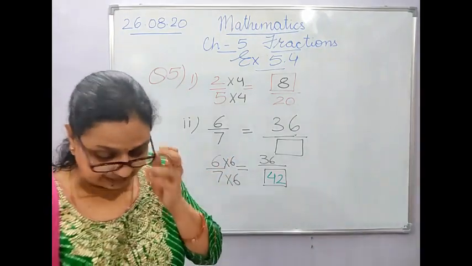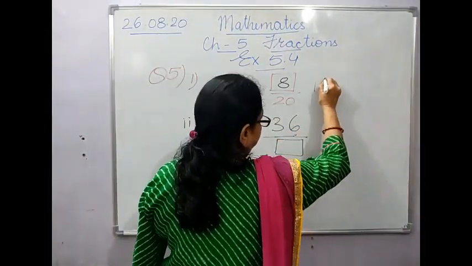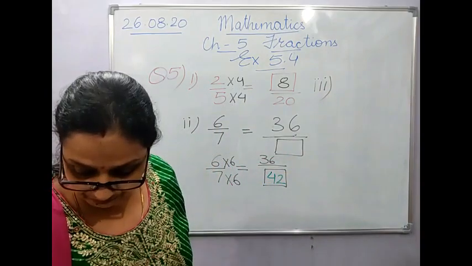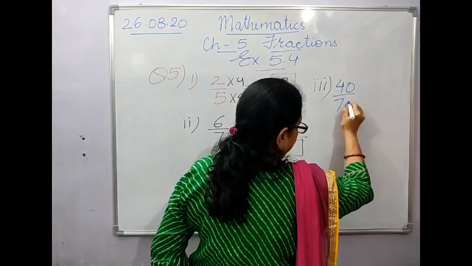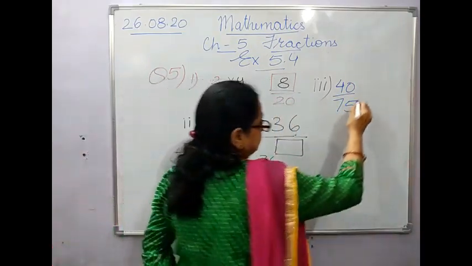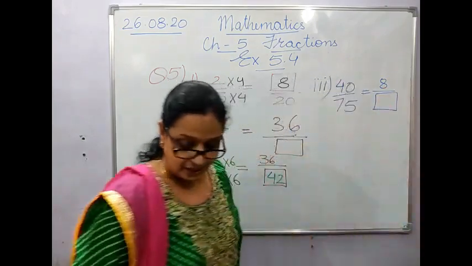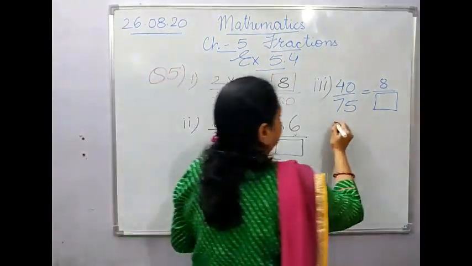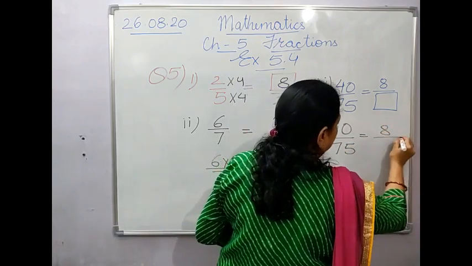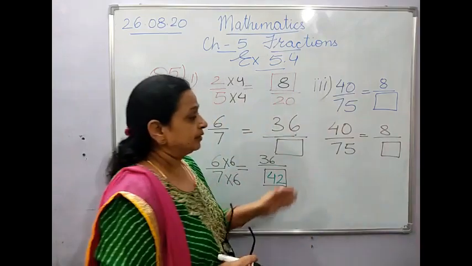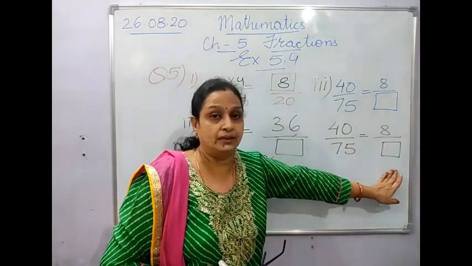Then the next one, the third one, I'll be doing. Same question, third one. It is 40 upon 75, and 8 is the numerator and you have to find the denominator. Now children, look very carefully here. I am copying it down again: 8 upon the blank. Now children, the left side is bigger than the right side. The answer part is smaller.